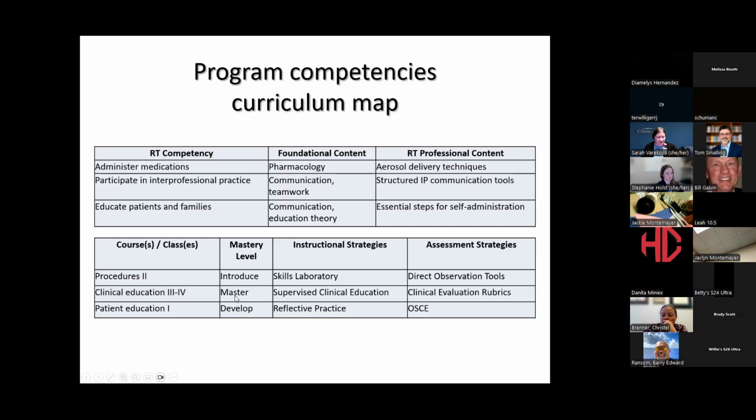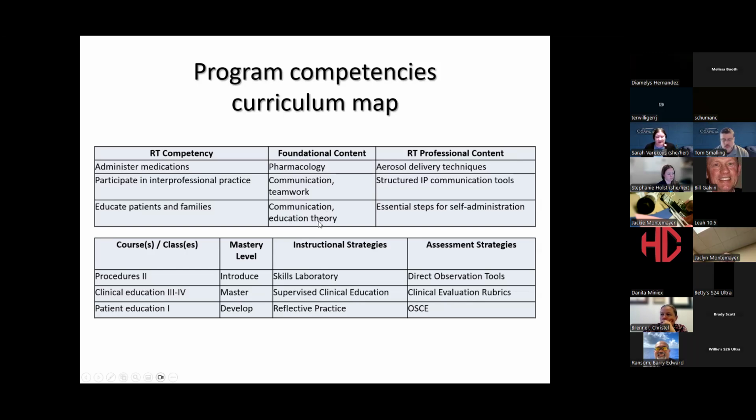They need to master this in this course. And so the instructional strategies would be supervised clinical education, and I'm going to use a clinical evaluation rubric to assess that. And then I just picked out, again, education of patients and families, because it has wide application for both types of programs. So again, I could have my communication foundational content, but then I could also maybe have some education theory.